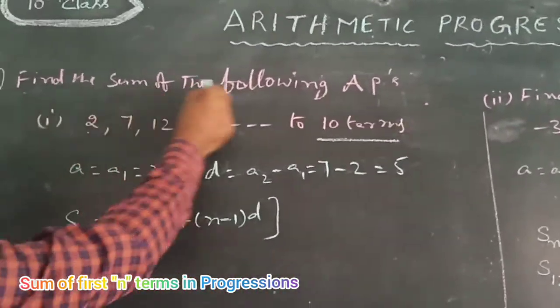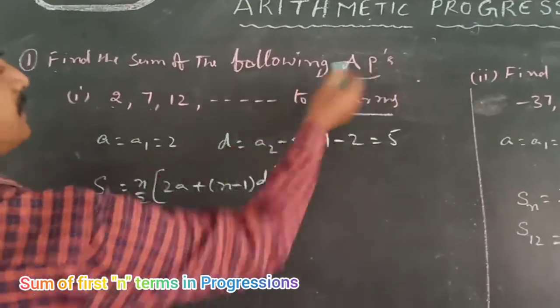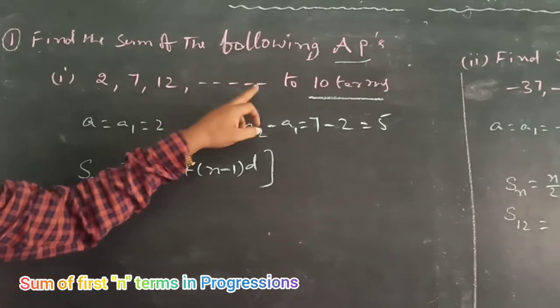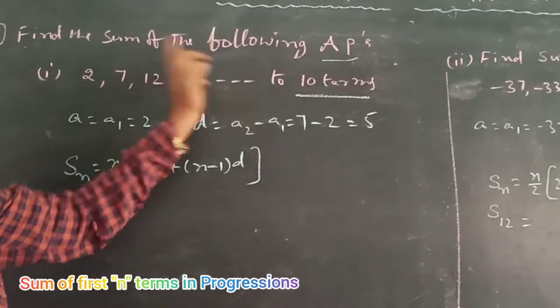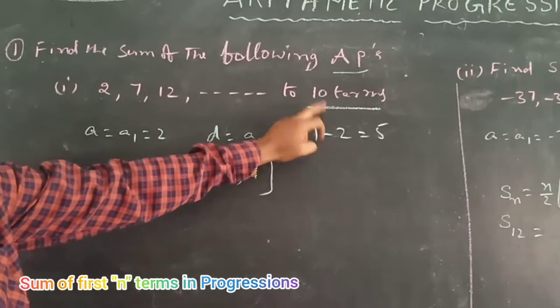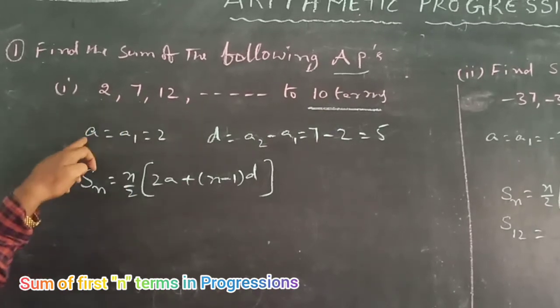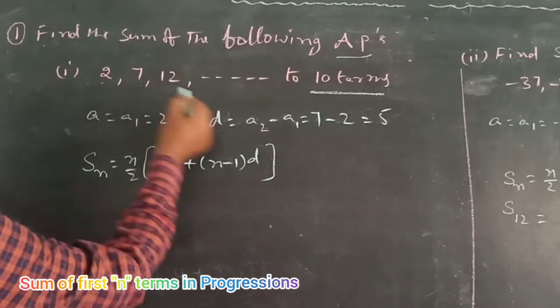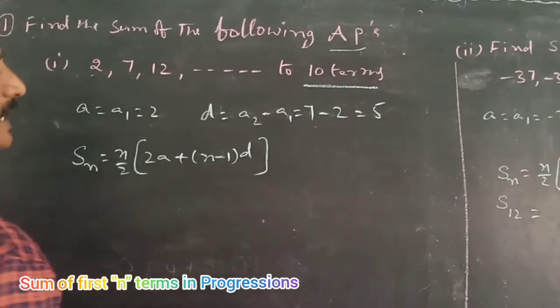Problem: find the sum of the following APs. For example, 2, 7, 12 and so on up to 10 terms. Sum of the first 10 terms. So it is in AP. a equals a1 equals 2. d is equal to a2 minus a1, 7 minus 2 equals 5.